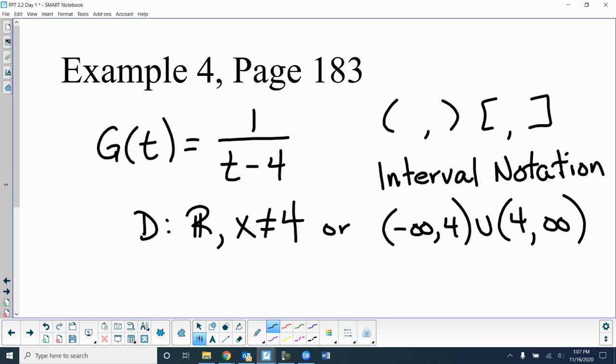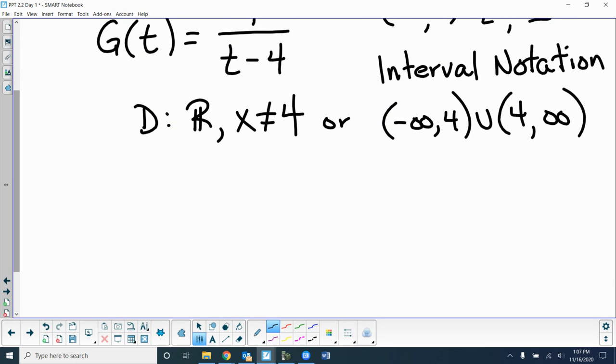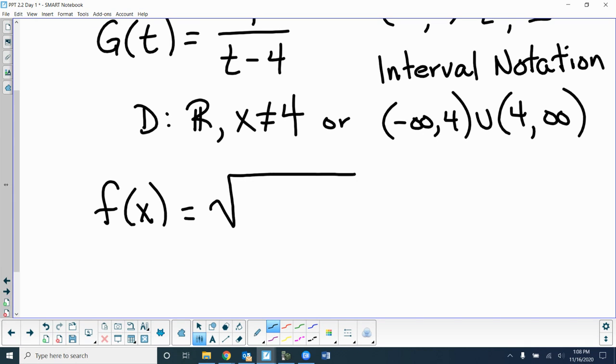Another one that you might see is f of x equals x plus 1 in here, and a square root, okay? Are there numbers that x can't be in this problem? Or can it just be any number I can put in for x? So I could say all real numbers for my domain. What do you think?